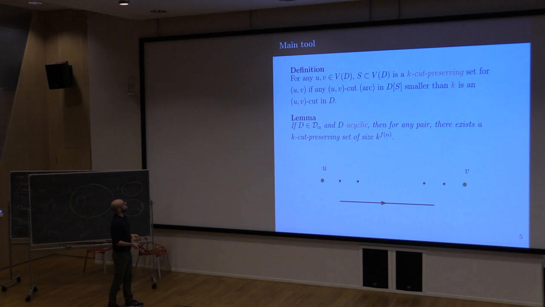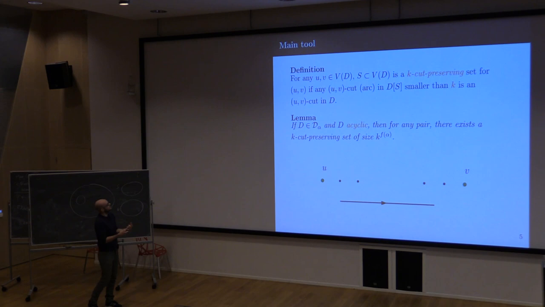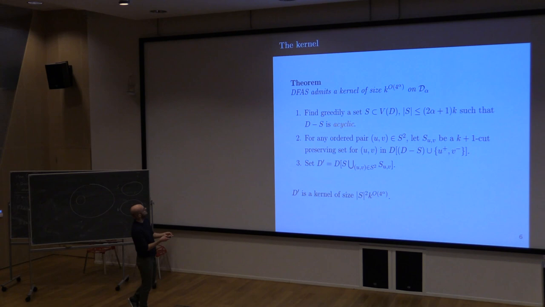When you have few vertices, let's say less than k, then you just keep all of them. So the subgraph is the full graph, and of course, if you take the full graph, it satisfies the k cut preserving property. This is what we do for tournaments, and I will come back later to how to prove it for bounded alpha. But first, let me show you how we use this tool, and especially the previous lemma, to find a kernel.